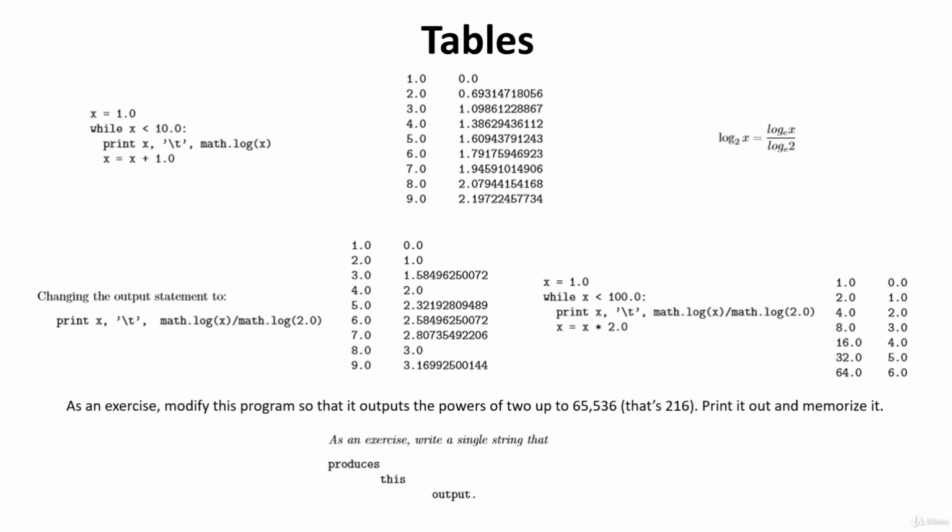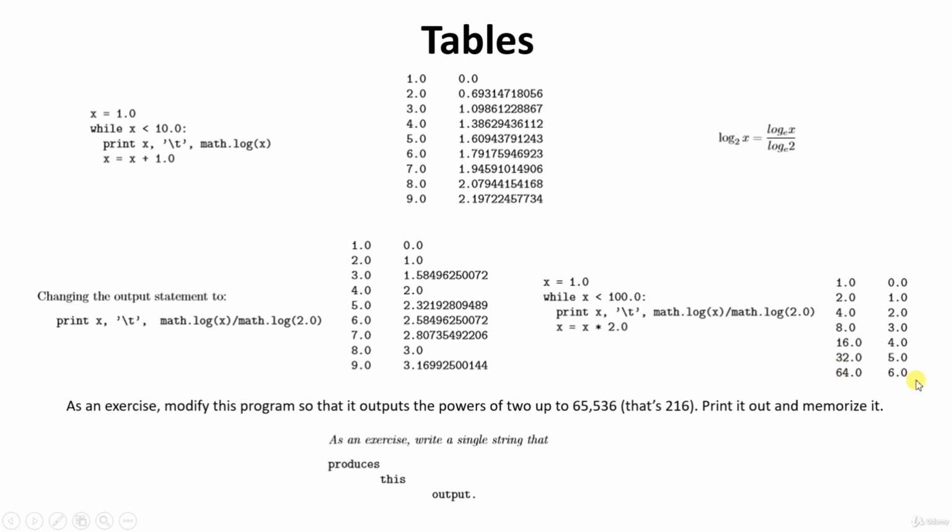Now, instead of adding something to x each time through the loop, which yields an arithmetic sequence, we multiply x by something, yielding a geometric sequence. The result looks like this.